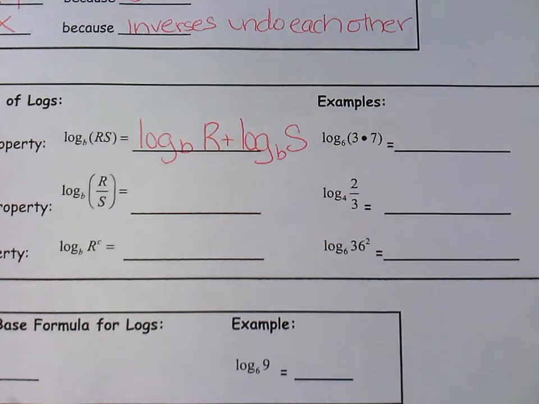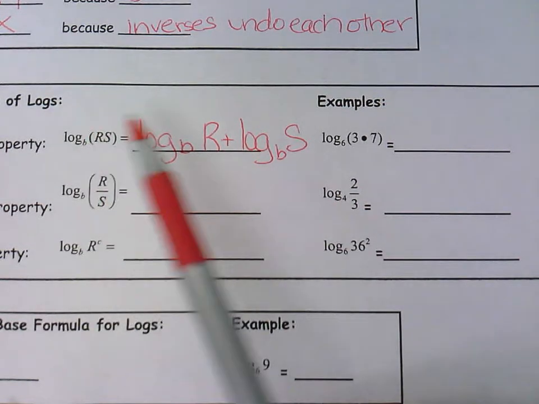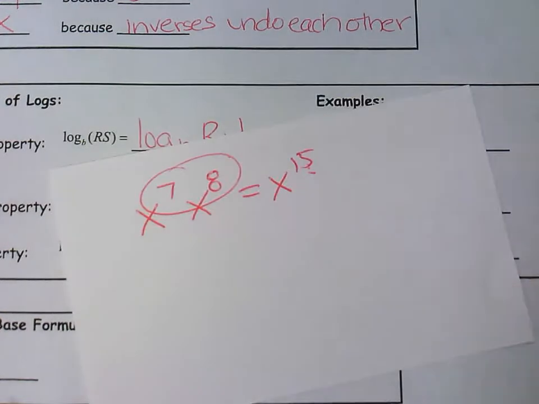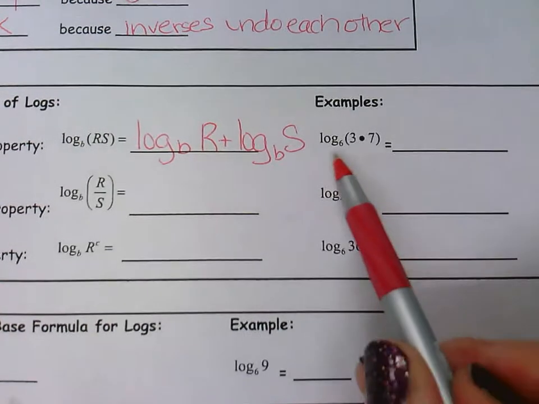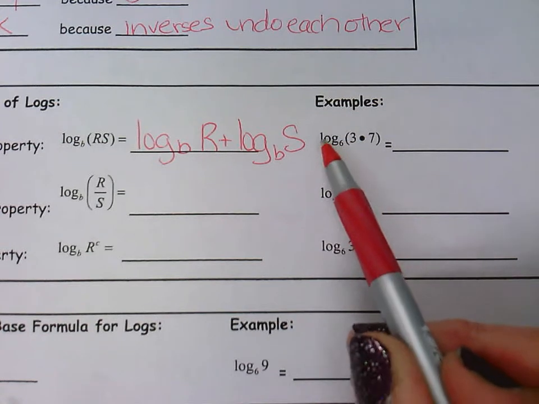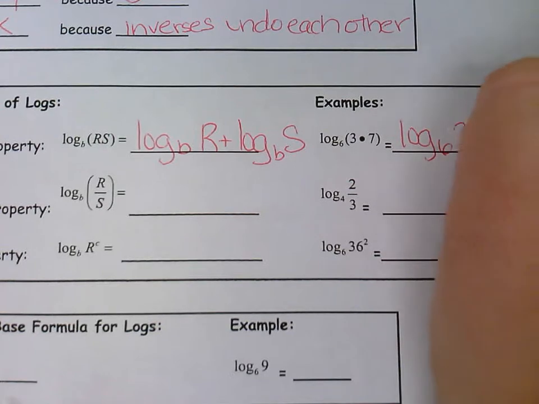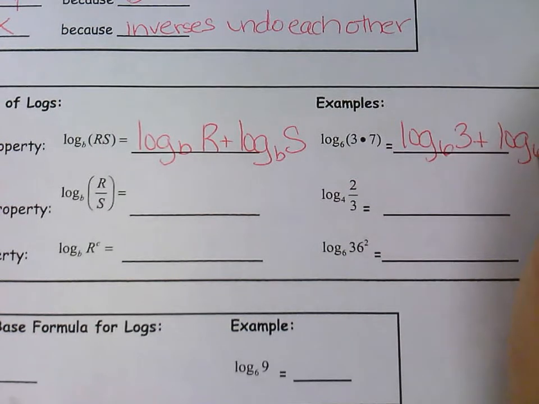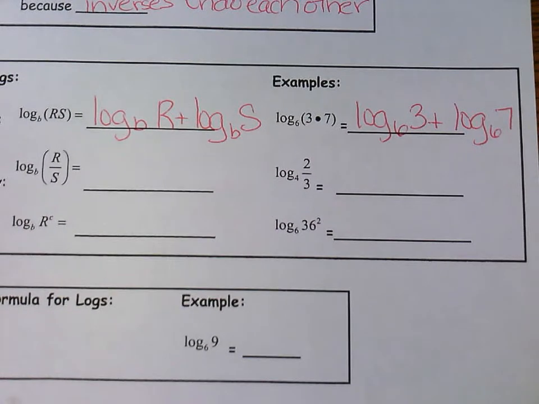I'm not going to show you a proof of it. The best I'm going to do is just tell you that, hey, if you're multiplying, you get to add. Just like over here on exponents, if you're multiplying, you get to add. And so if I had this example over here, the log base 6 of 3 times 7, I could do the log base 6 of 3 plus the log base 6 of 7. It just allows me to simplify logs or spread logs out.